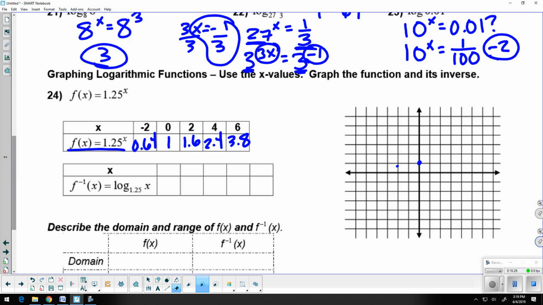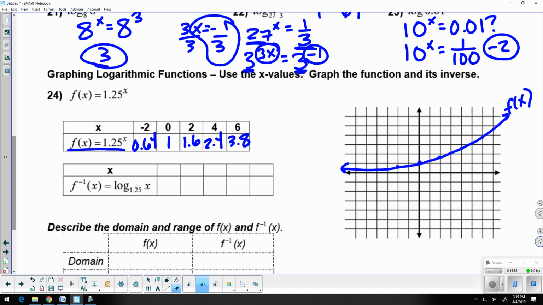And then going forward 2, going up about 1.6, and then going over 1, 2, 3, 4, going up 1, 2.4, it's about right there. 1, 2, 3, 4, 5, 6, and then going up 1, 2, 3.8. Okay, so here is our exponential. Again, it levels off just above the x-axis. I'm going to label this f of x.